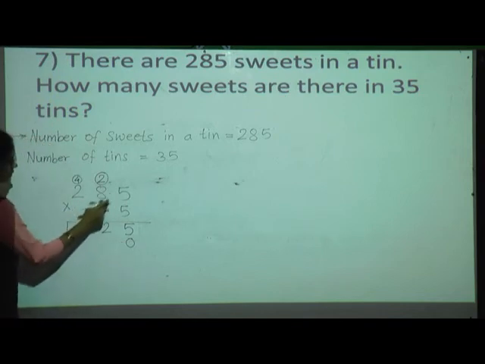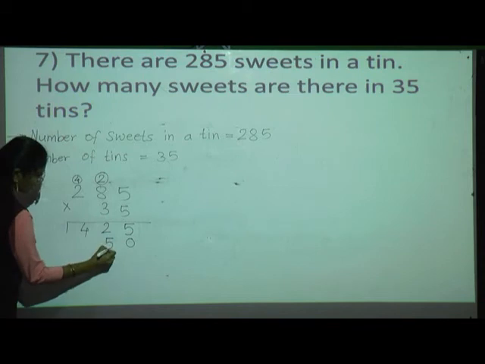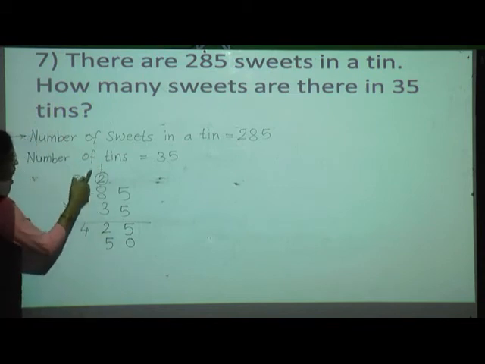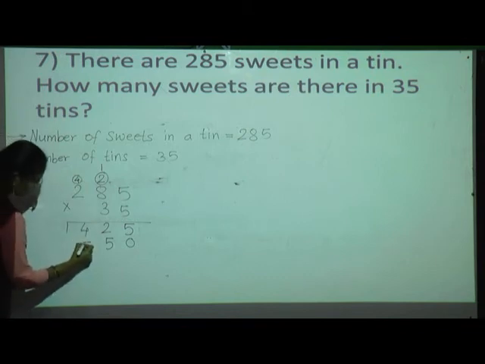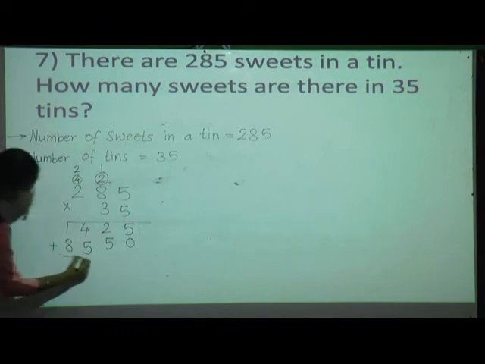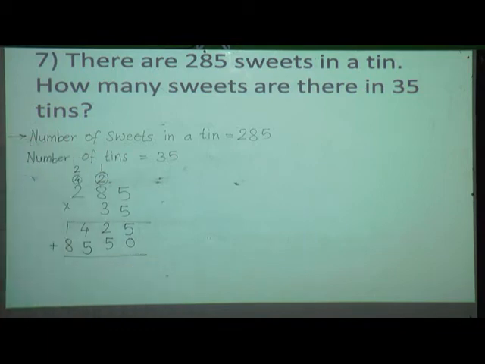3 into 5. 3 fives are 15. So we will write here 5 and 1 as a carry. 3 eights are 24 plus 1, 25. So we will write here 5 and 2 as a carry to the hundreds place. Then 3 twos are 6 plus 2, 8. And then afterwards you have to do the addition of these two numbers.